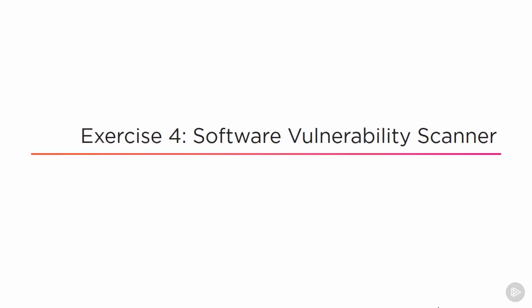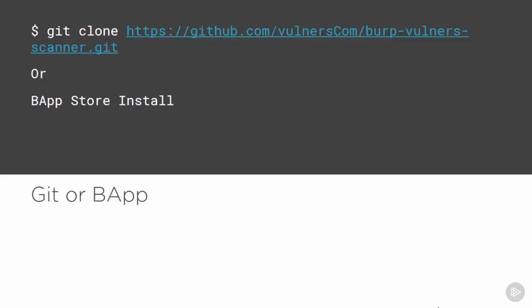Now let's take an example from the Portswigger community. We're going to build upon the understanding that we have of writing custom plugins, but this time we're going to take a look at the source code for the software vulnerability scanner. You can get the source code from the following GitHub repo.